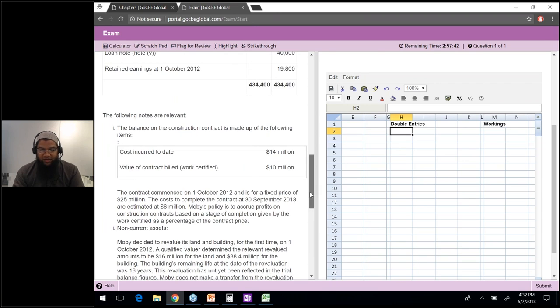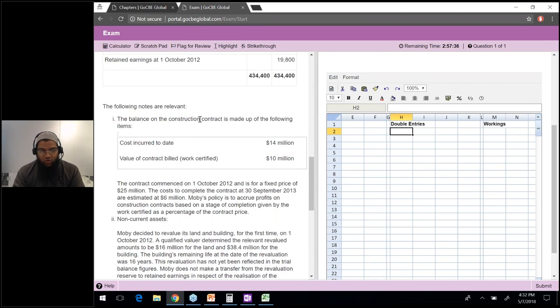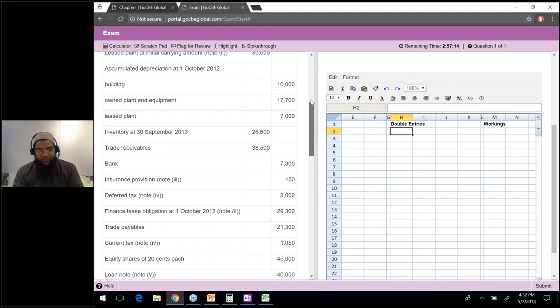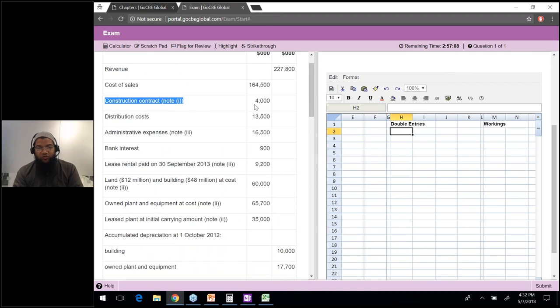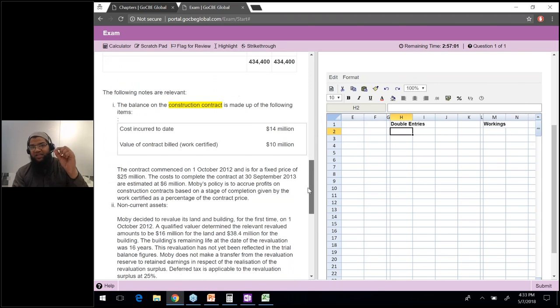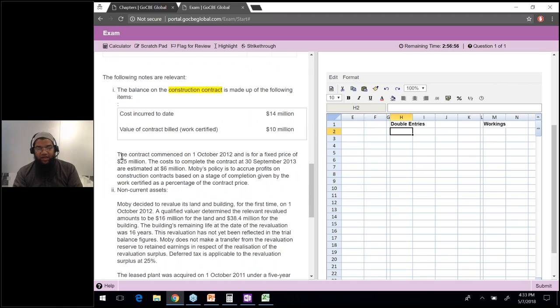The question says that the following notes are relevant. The balance on the construction contract is made up of the following items. Cost incurred to date is $14 million. Value of contract billed, which means work certified, is $10 million. So we have incurred a cost of 14 and we have billed the customer $10 million. So if I go in the trial balance and see the construction contract, note number one of $4,000, this means that we have incurred a cost of 14 and we have received the cash from the customer of ten. The net balance is 4, which is shown in the trial balance.